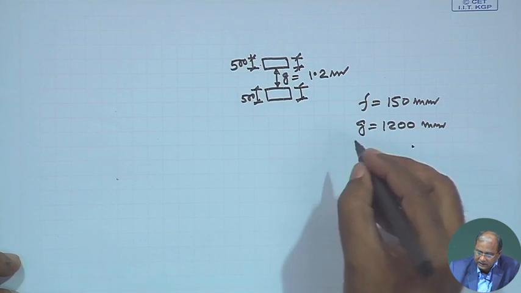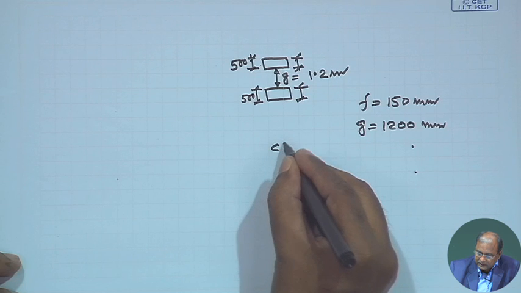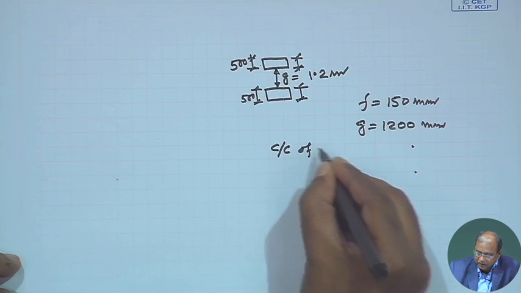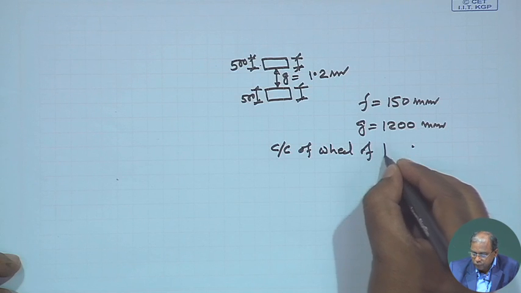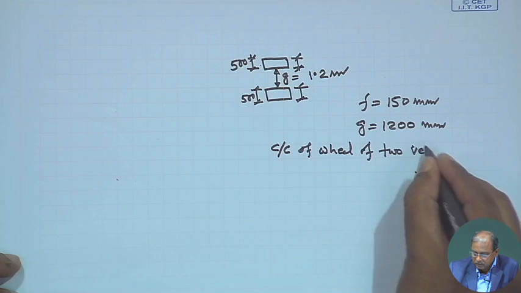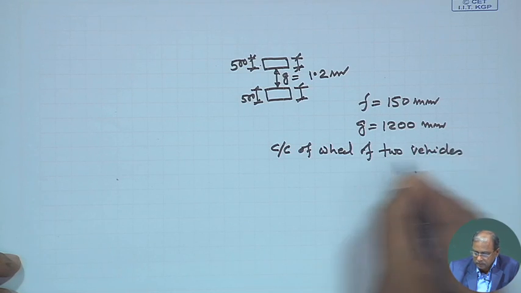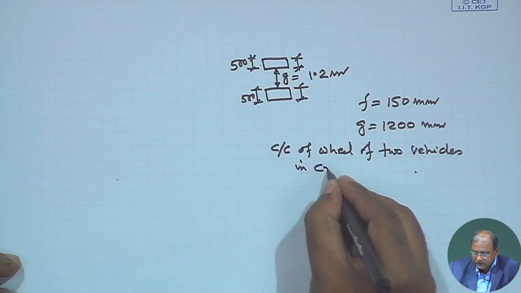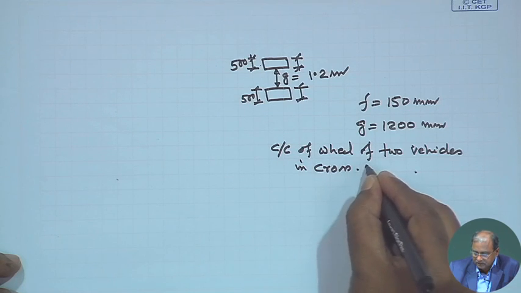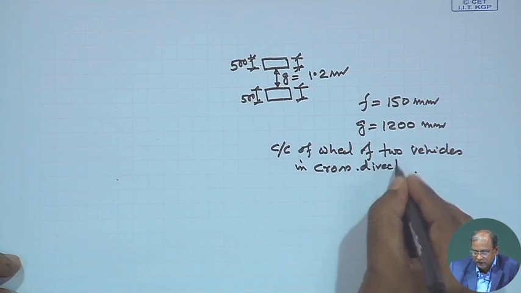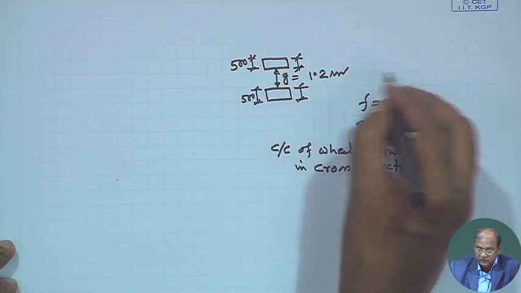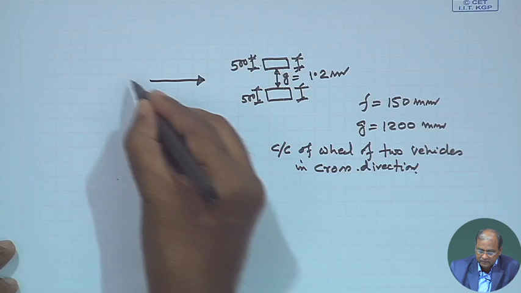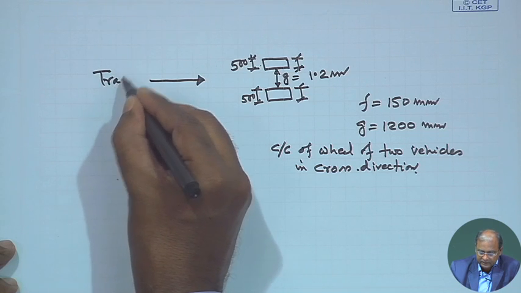So, that means, here center to center of wheel of two vehicles in cross direction or transverse direction, not in longitudinal or traffic direction, it is in cross direction. So, this is the one, that traffic direction, the vehicles are moving like this.